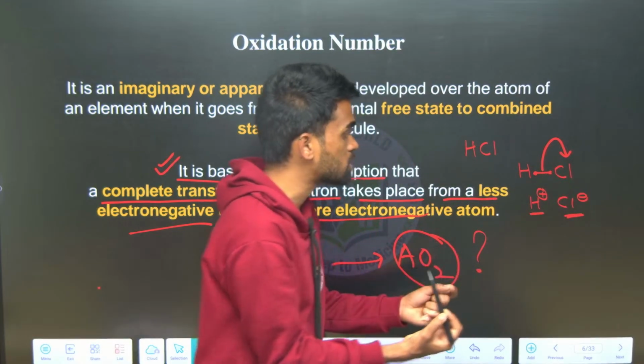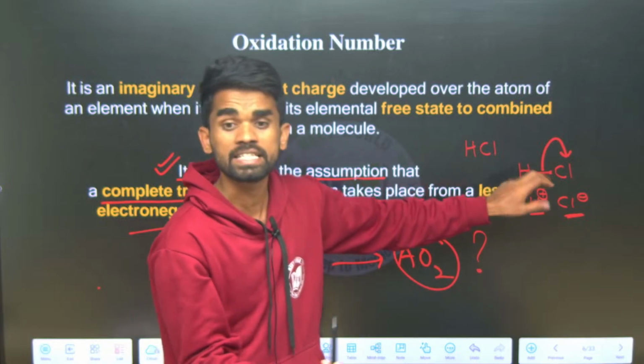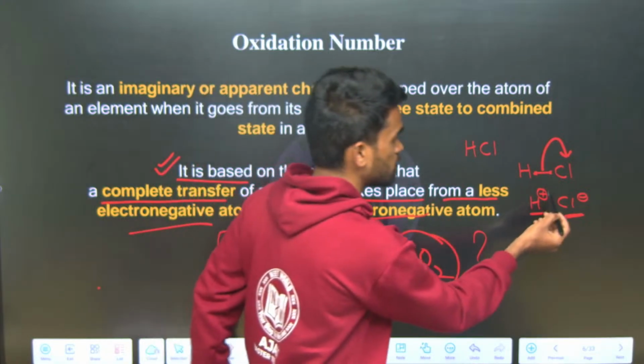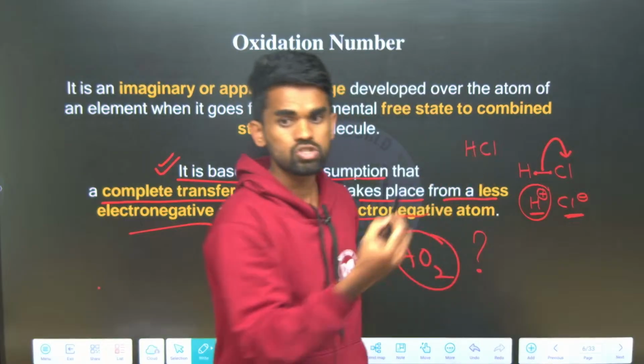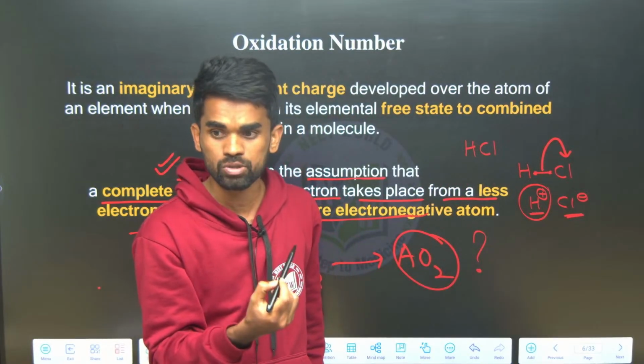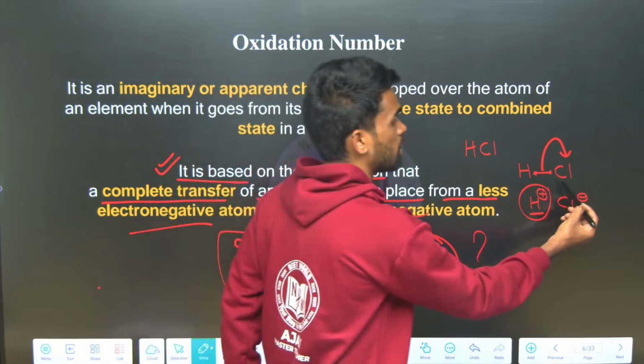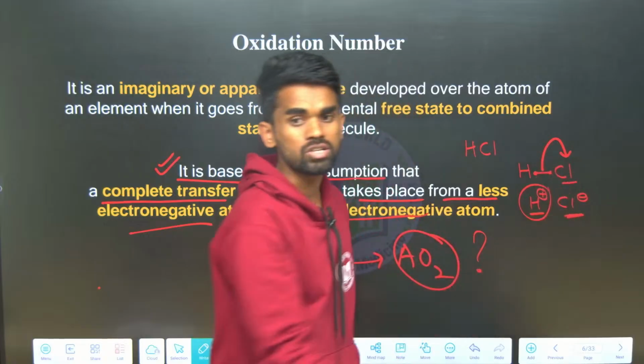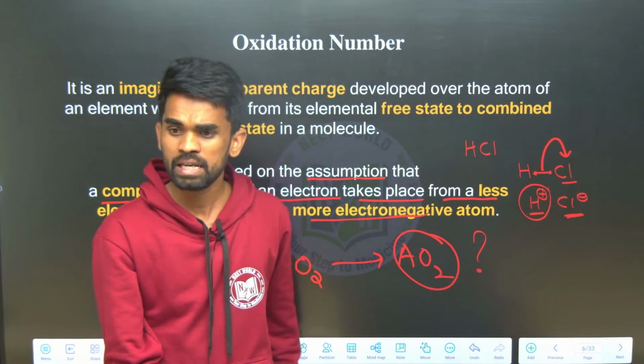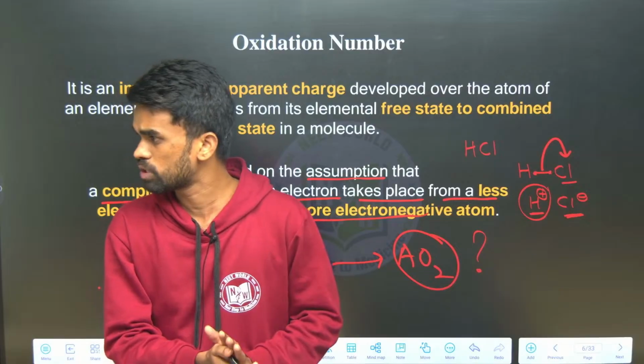So now what is the oxidation state of hydrogen in HCl? What is the charge we got here? +1. So +1 will be the oxidation state of hydrogen in HCl, whereas -1 will be the oxidation state of chlorine in HCl. Like this we need to calculate.